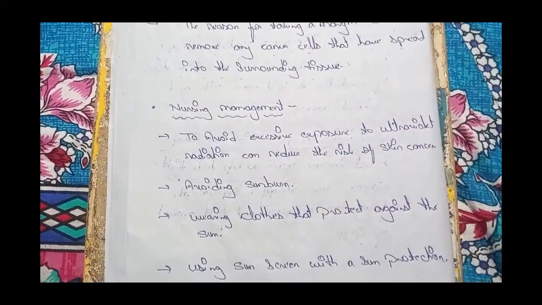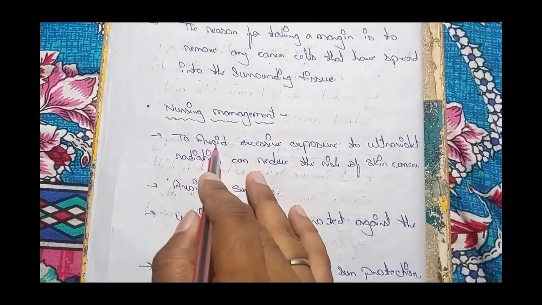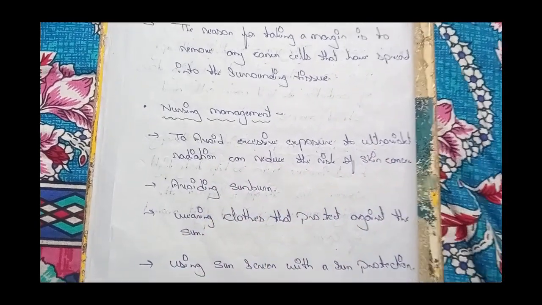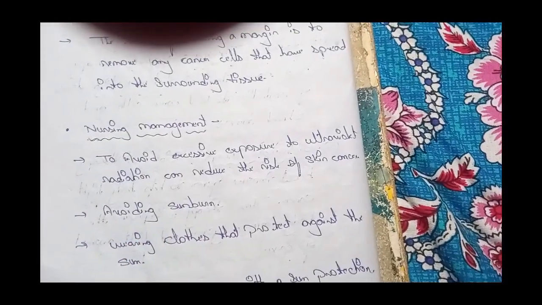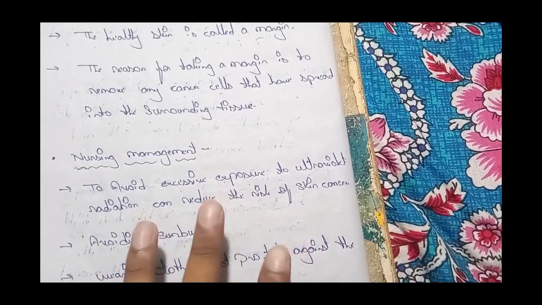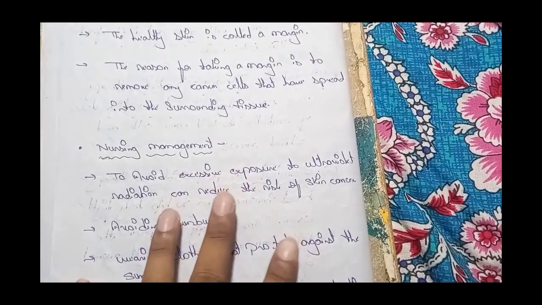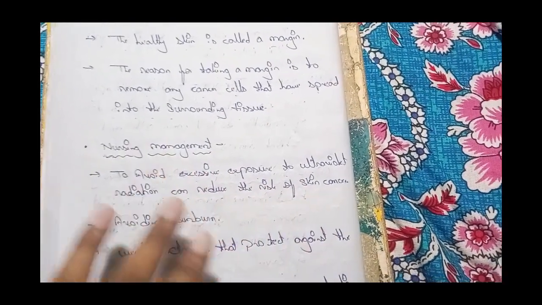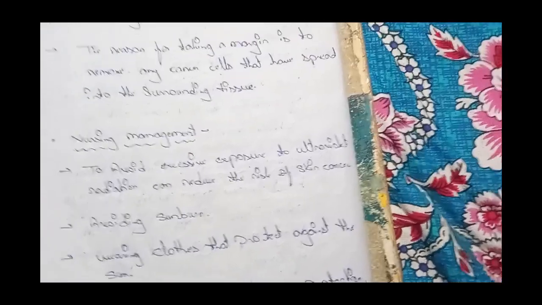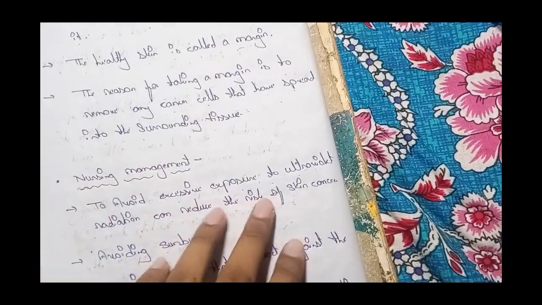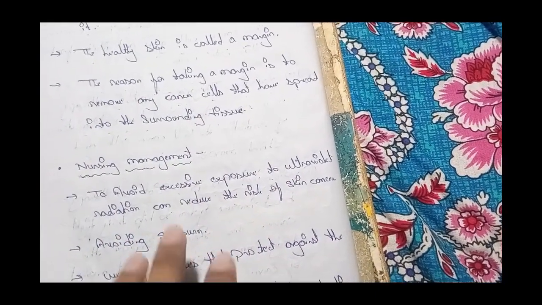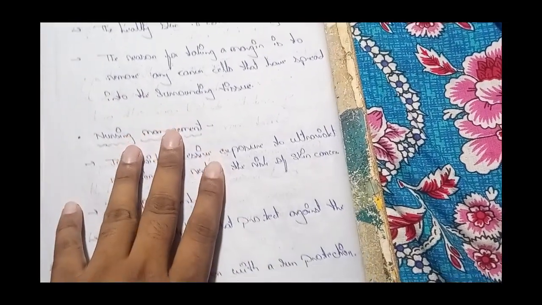So next is nursing management. Avoiding excessive exposure to ultraviolet radiation can reduce the risk of skin cancer. We already saw that for skin cancer, sunlight plays an important role. In this sunlight, ultraviolet rays are coming. So we can tell the patient not to expose himself to ultraviolet radiation. So avoid sunburn, and avoid working in the sun.